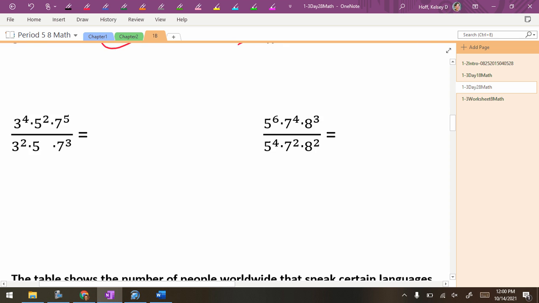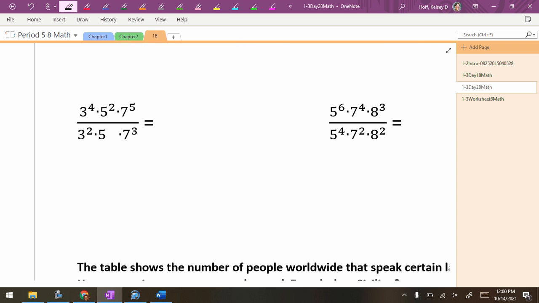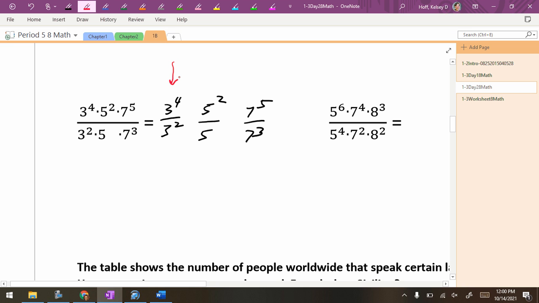All right, we're skipping down here. I'm going to help out here to speed my process. The first thing you should have done is separate each one of these into their own separate fraction. Okay, each base into its own separate fraction. Sienna, what is the first base on this first fraction? 3. And what exponents would I subtract?